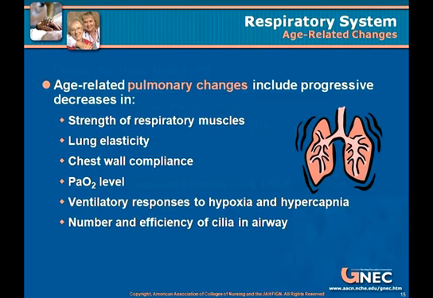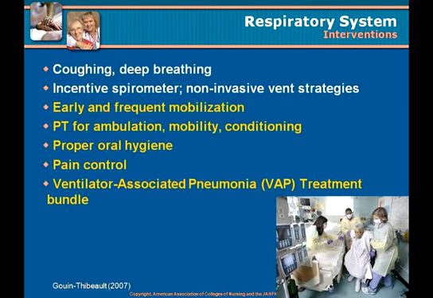What can nurses do? Certainly those interventions that are classic, such as coughing and deep breathing, the use of incentive spirometry, and non-invasive positive pressure ventilatory strategies are important. The other important nursing intervention that sometimes gets lost is early and frequent mobilization. This is a tough thing, but very recent research is confirming that this is one of the single most important things that you can do in the ICU to improve outcomes.